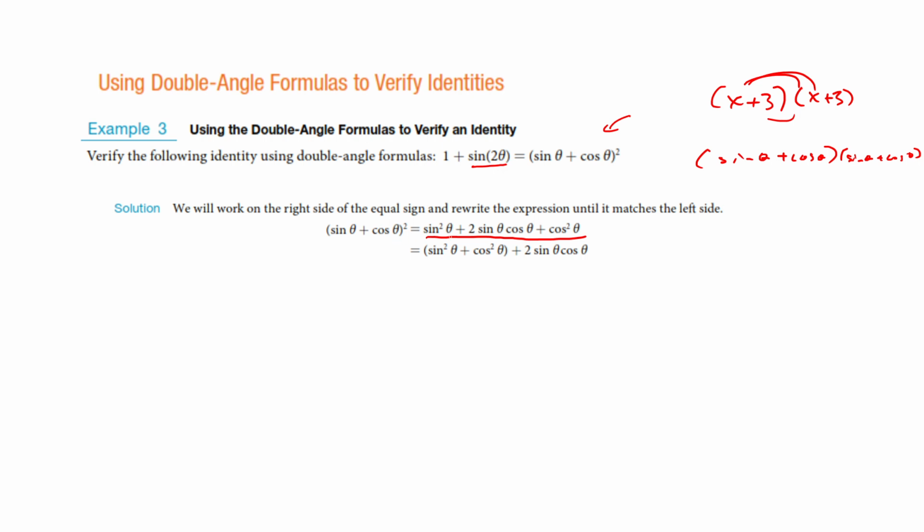Now, that's a nice start, but look at this. They've rearranged it. They put the sine of theta and the cosine of theta together at the front. So basically, they've done all algebra so far. Sine squared of theta plus cosine squared of theta is the Pythagorean identity. So now we're ready to make a substitution. That's 1. And we're almost there. I've got 1 plus 2 sine of theta cosine of theta.